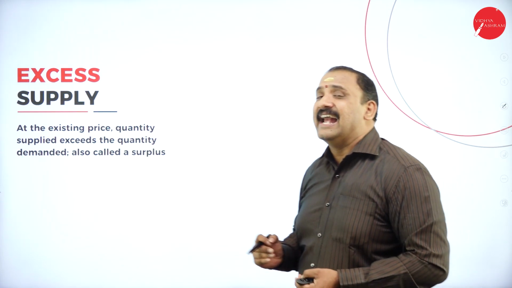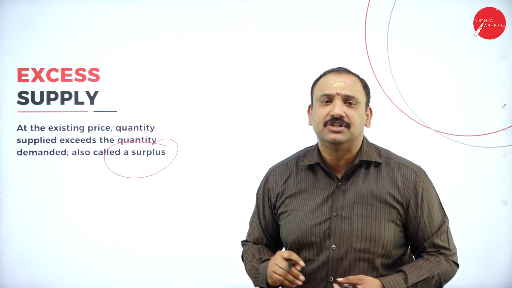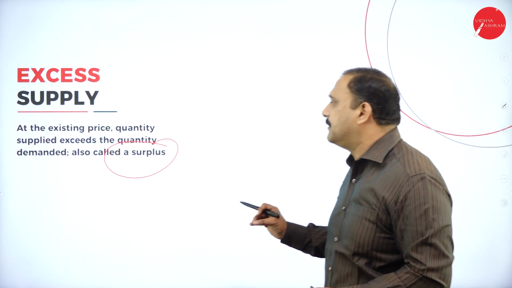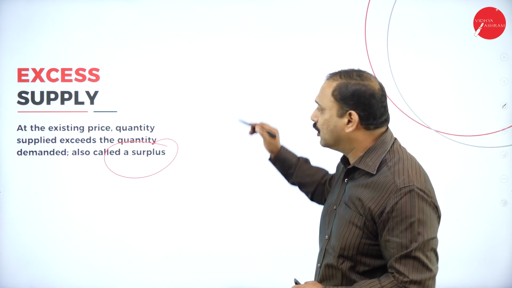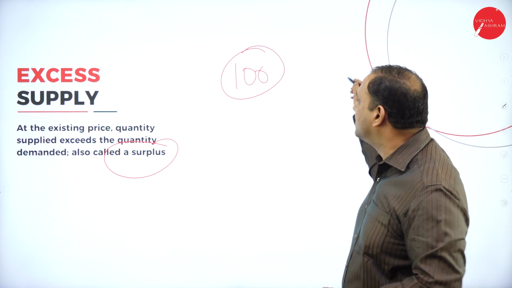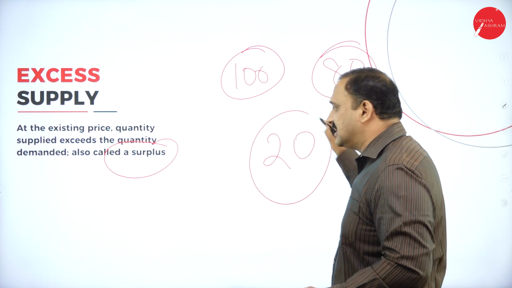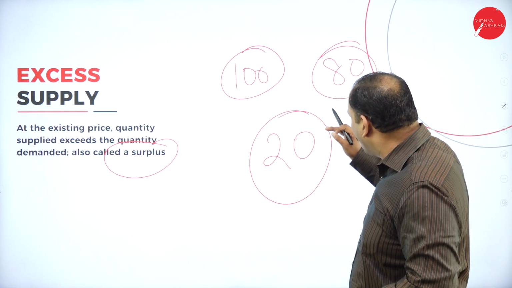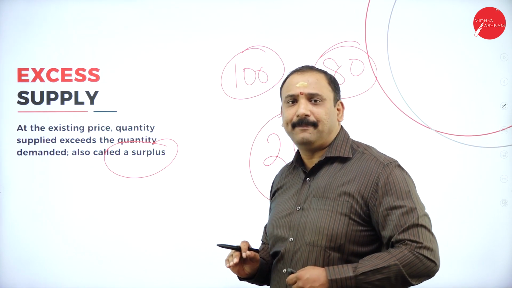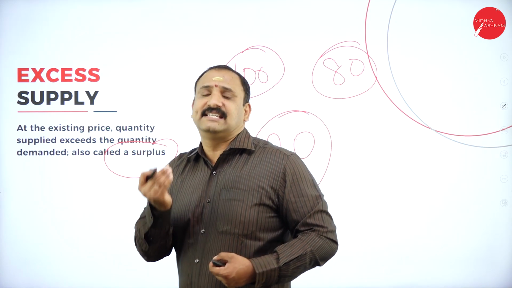Now, the next one is excess supply. Just go to the reverse condition. Why? Because I'm starting again with this word called surplus, which means to say that at the existing price, the quantity supplied is 100, but the existing demand is only 80. So now what happens? There is a 20 excess of the same product. People want only 80, but there's already a supply of 100. So now what is happening? There is an excess. Surplus is more. So that's why we call it excess supply.